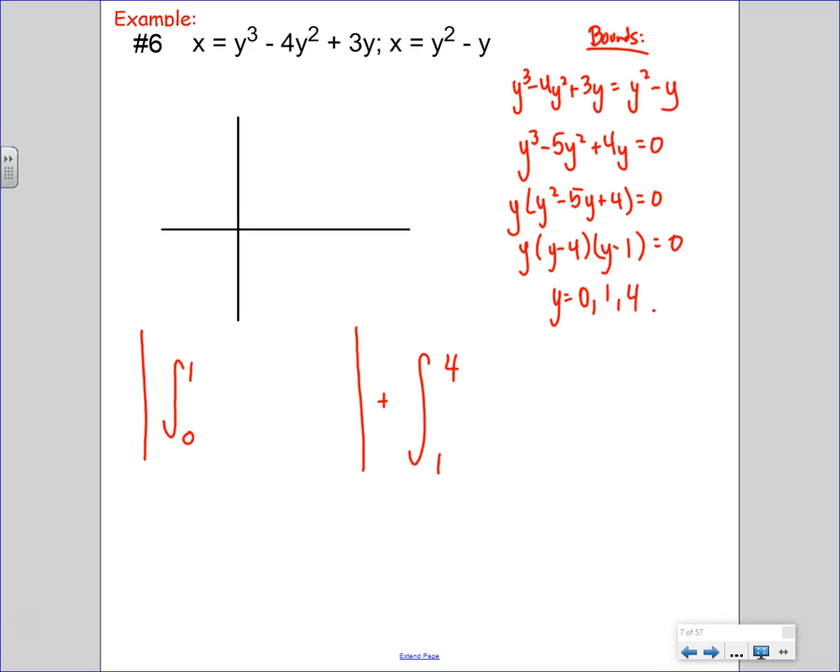Why is it legal for me to say, no, I'm okay, I don't need to split it up anymore? Are there any intersections in between 0 and 1 that would make me split it up further? No. I'm splitting up at the intersections. I'm splitting up at the zeros. It's okay.